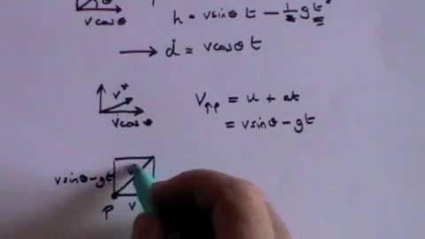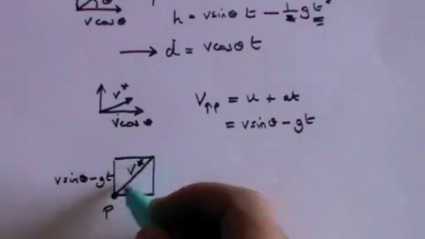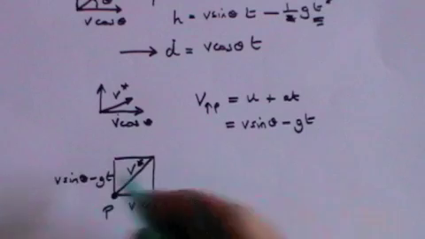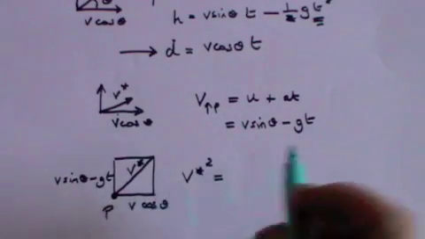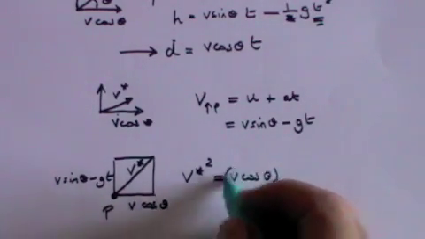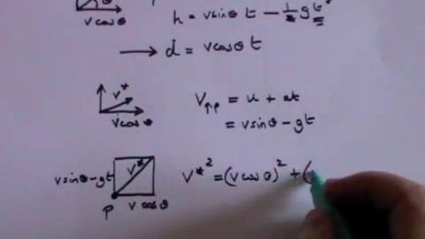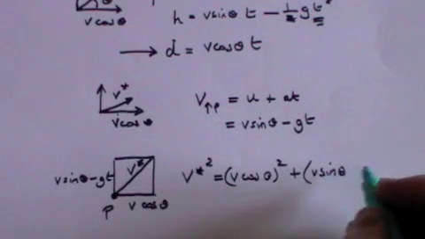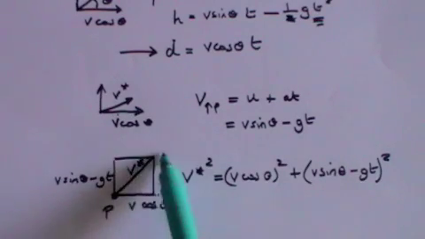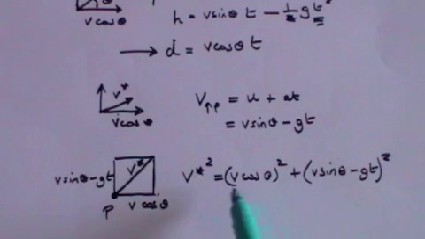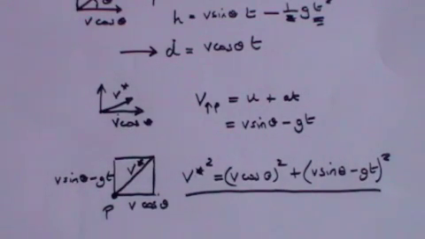And if you want to know what v star is, which is the actual velocity once you have taken out the resolved parts, well, you just use Pythagoras for that. V star squared is equal to this squared, v cosine theta all squared, plus this, v sine theta minus gt all squared. It's just Pythagoras. That squared equals that squared plus that squared. And again, it looks horrendous, but of course, in any problem that you're given, you will be given values of some of these factors and be invited to solve for others.